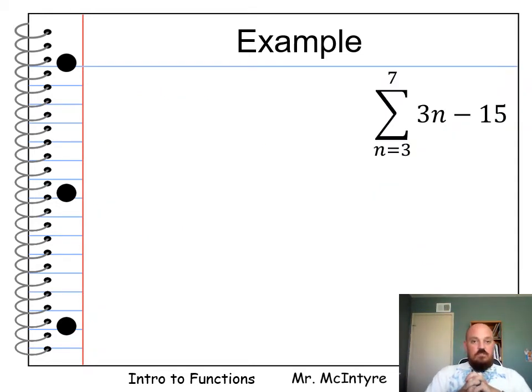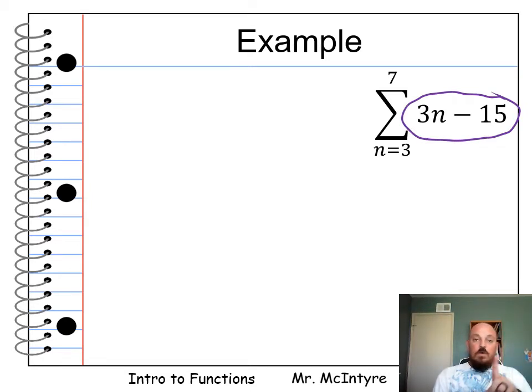Here's another sigma question. So you see the letter sigma there in the middle. This time the formula is a little bit more complex. Instead of just a nice simple 2n, we have 3n minus 15. But basically, this is going to be my formula that I'm plugging numbers in for.